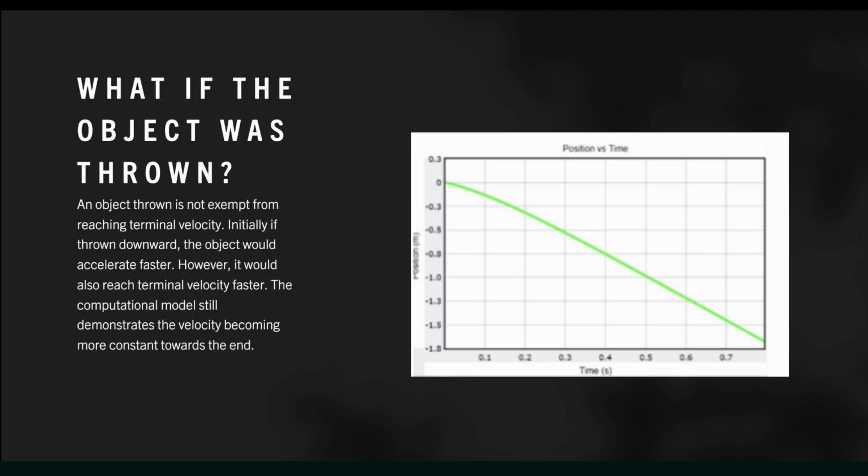What if the object was thrown? Well, an object thrown is not exempt from reaching terminal velocity. Initially, if thrown downward, the object would have a faster initial velocity downwards, so it would reach terminal velocity faster. If it was thrown horizontally, that would not change anything about its vertical movement. However, it would keep a constant velocity, unless accounting for drag in the horizontal direction. The computational model still demonstrates the velocity becoming more constant towards the end.